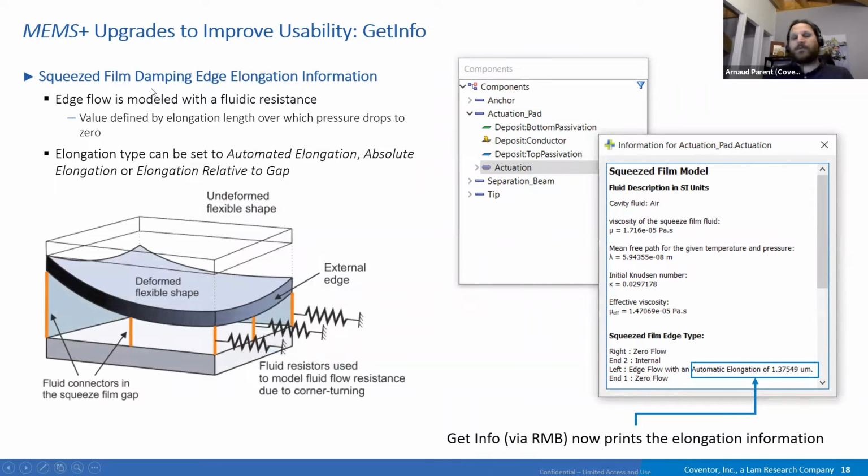Another improvement to the usability of our model in MEMS+ we did for this release is in the get info of the squeezing damping model. So squeezing damping is something you can add. We talked about movable side gap, for example. You can add it in movable side gap. You can also add it out of plane between a plate and a substrate, for example.